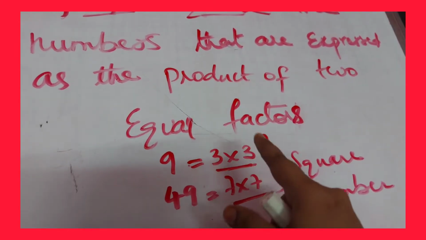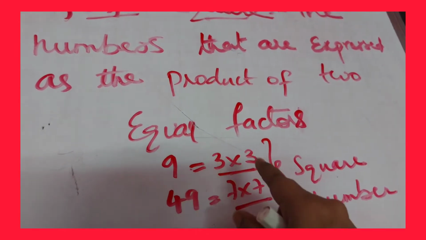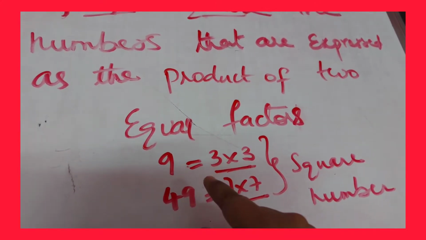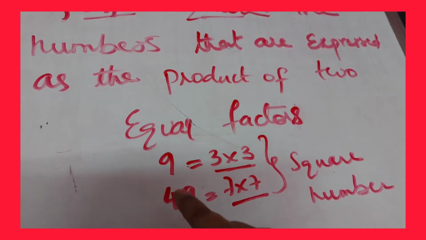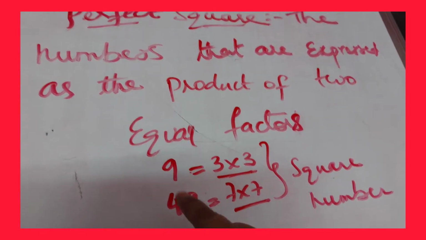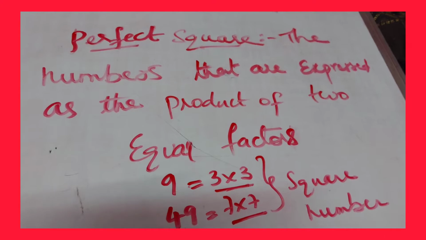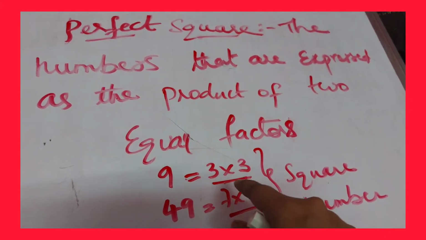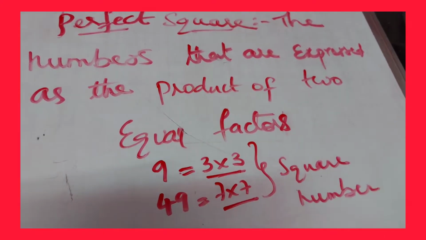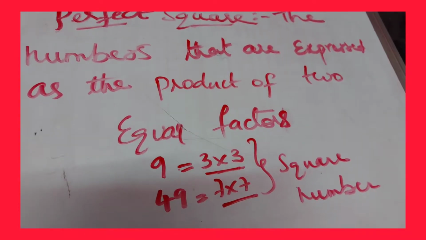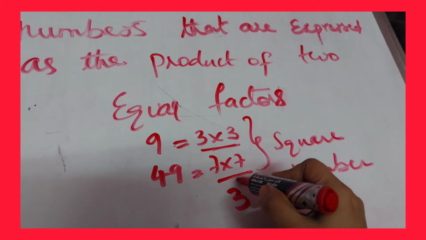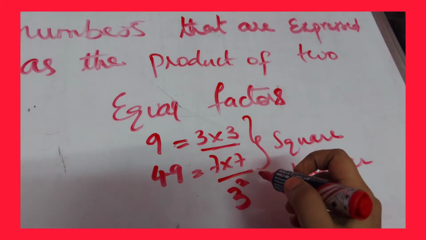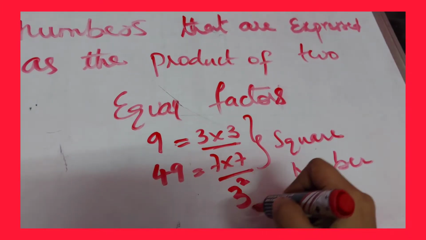So you have to take the same number and multiply it. The answer you get is known as a perfect square. So 9 and 49 are perfect squares, and these two numbers are square numbers. Square number means if you write 2 as a power, it is known as a square number.